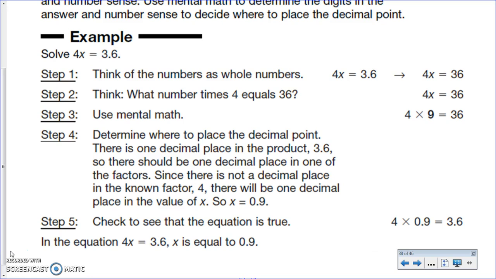There's one decimal place in the product, 3 6/10. There should be one decimal place in one of the factors. Since there's not a decimal place in the known factor, the 4, there will be one decimal place in the value of x. So x equals 9/10. Then we check to see if the equation is true. 4 times 9/10 does equal 3 6/10. So x equals 9/10. That method, however, can get a little tricky as you get into bigger, more complicated numbers.